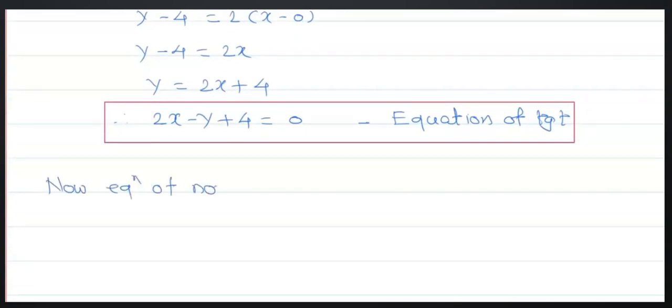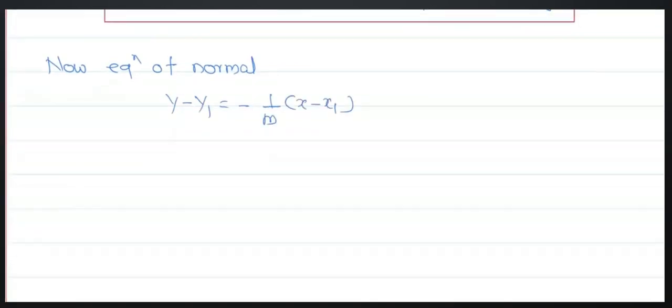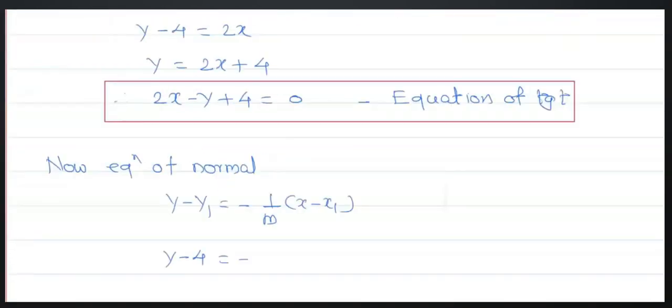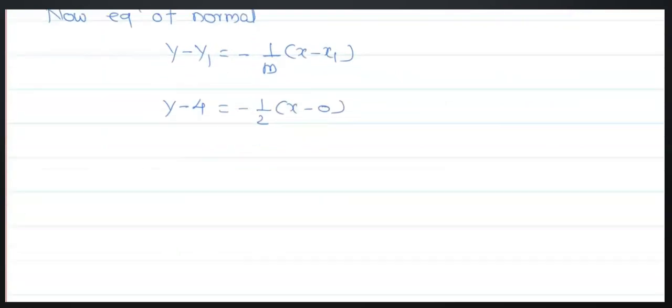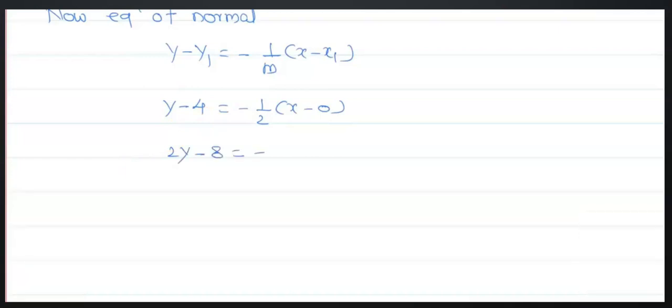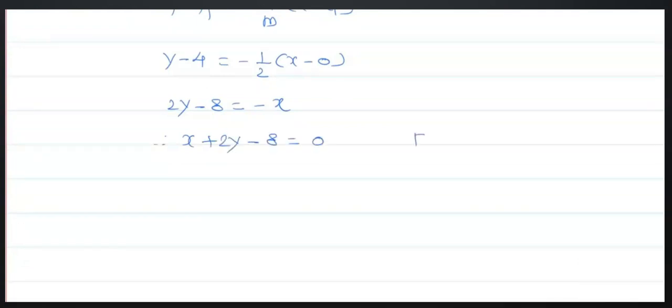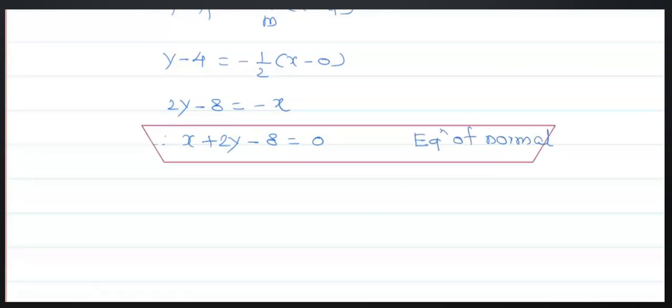Now the equation of normal, that is y minus y1 is equals to minus 1 upon m in bracket x minus x1. That is y minus 4 is equals to minus 1 upon 2 into x. Therefore the equation of the normal is 2y minus 8 is equals to minus x. That is x plus 2y minus 8 is equals to 0. This is the equation of the normal.